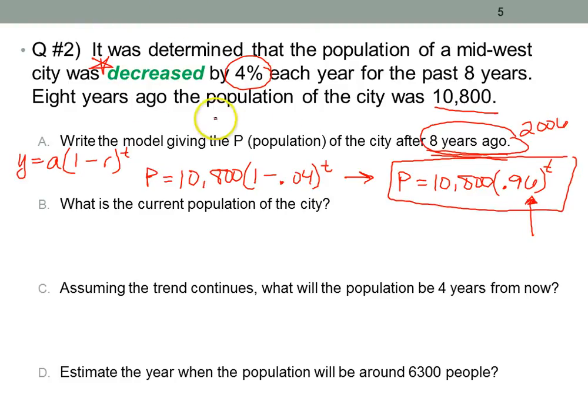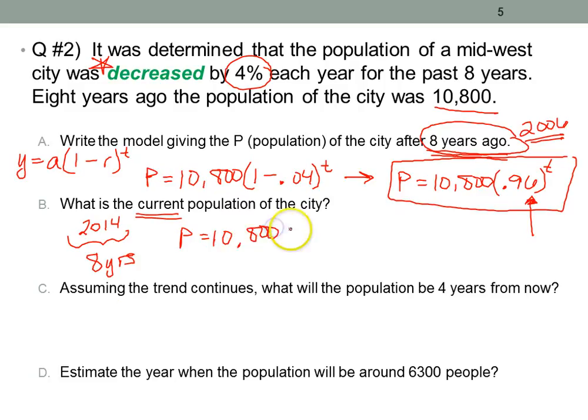It says, what is the current population of the city? Current meaning right now. Right now is 2014. Again, 8 years ago was 2006. So right now is 2014, so that is 8 years. 8 years have passed. So we take our equation: P equals 10,800 times 0.96, and our time is 8. 8 years have passed. Current population would be 7,791.